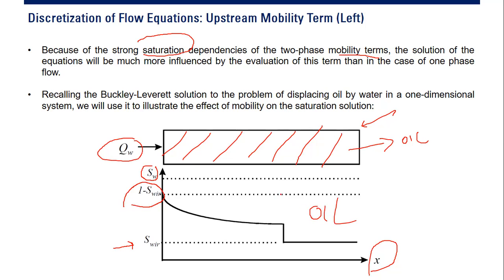Okay, so here we have the waterfront. In front of the waterfront, we have high saturation of oil, and the saturation of water is at the irreducible water saturation. Behind the waterfront, we will have here an increasing water saturation profile.